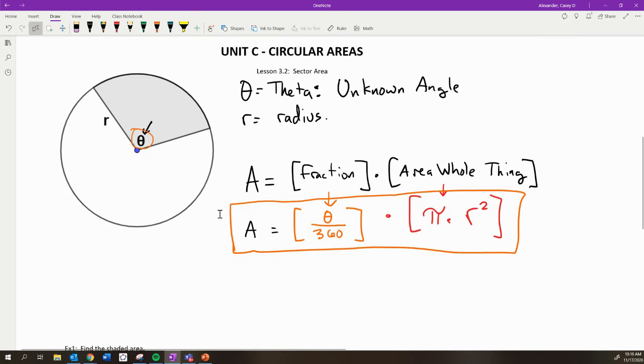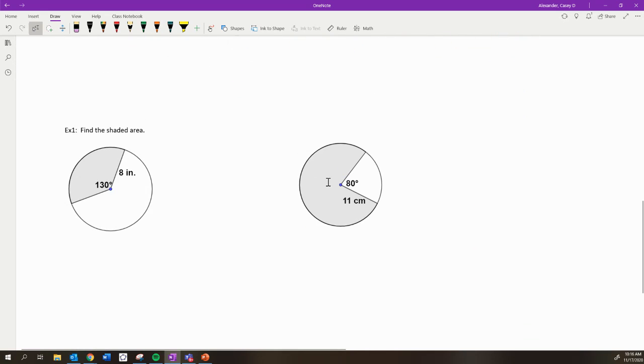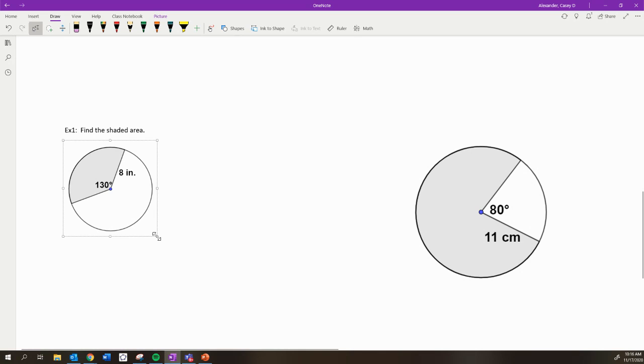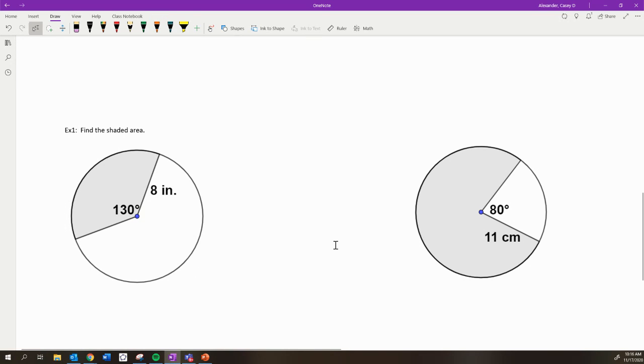So then we spent a few minutes doing these two examples here. So I'll do them for you, and you should follow along at home. Maybe take some notes. I mean, you should definitely take some notes on it. So let's find this shaded area. Note that the two pieces of information that we need are given. The radius is 8 inches, and the inner angle theta is 130 degrees.